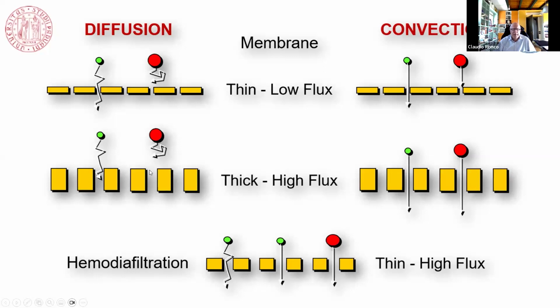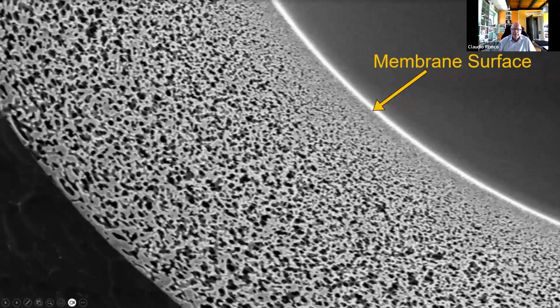Thick high flux membranes can be penalized for diffusion because of the thickness. They can work perfectly in convection, but finally, the optimized compromise is given by thin, high-flux, hydrophilic-hydrophobic membranes, where you can optimize both diffusion and convection for small and larger solutes.